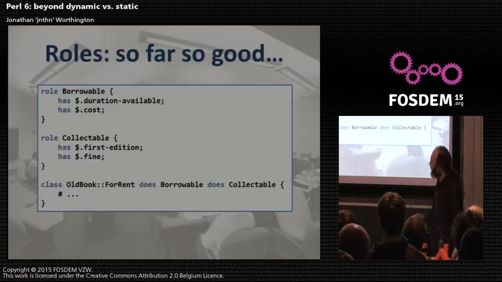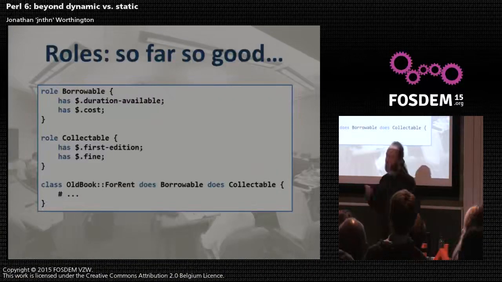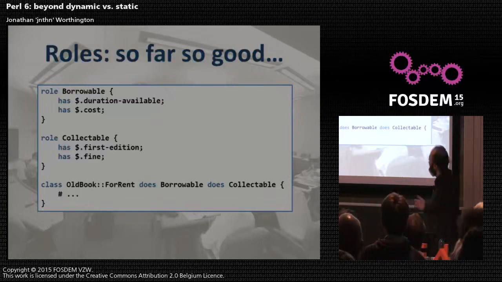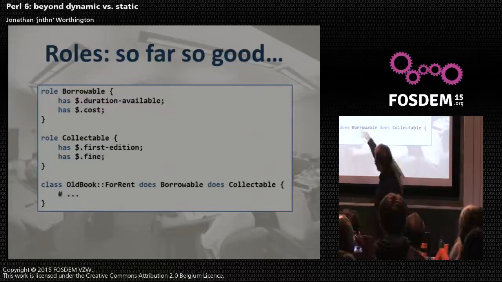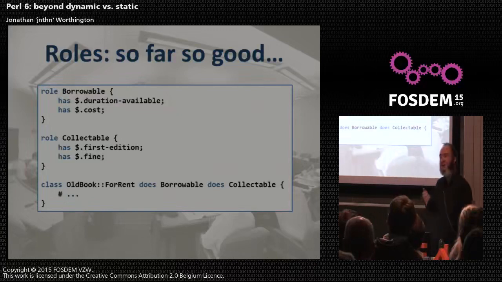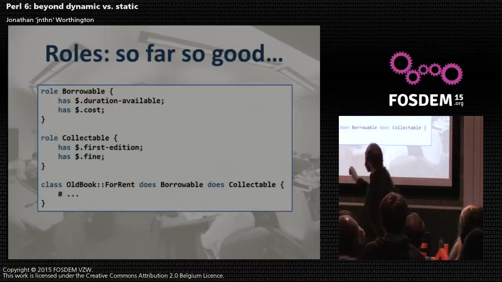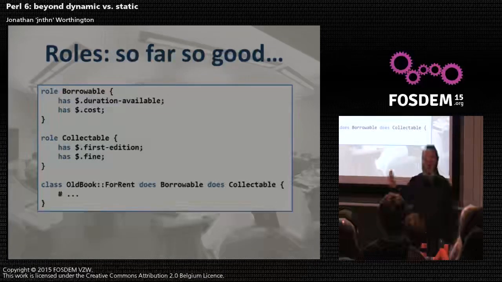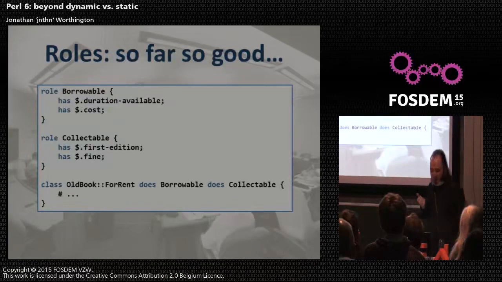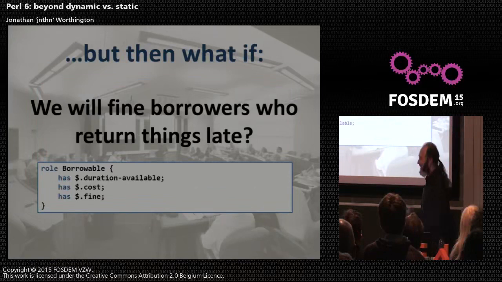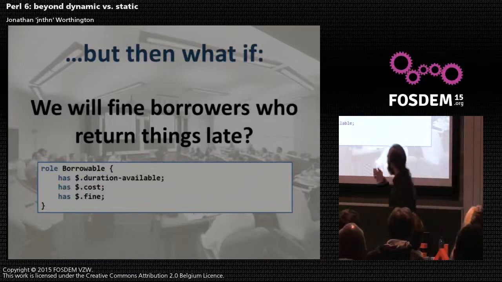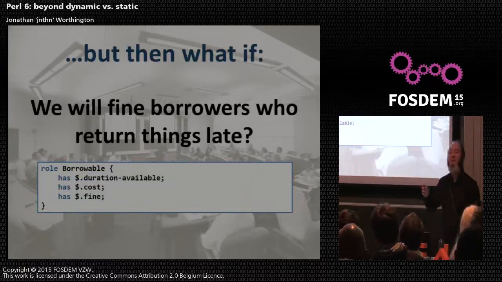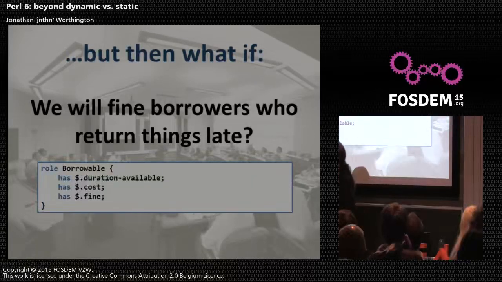So just to look at an example, we're building a little system for our friend who collects old books and rents them out. So here I have an old book for rent, and it does borrowable. So you can see that we can lend it out for a certain duration. It's going to cost a certain amount to borrow it. And then it's collectible, so we know whether it's a first edition and whether it's in fine condition. So that's fine until one day we get asked to change the system. And we're told that, actually, these jerk people who borrow our books don't ever return them in time, so we want to start fining them. So we add a fine here.